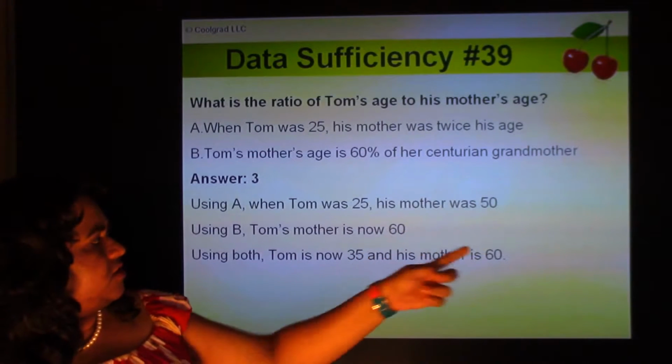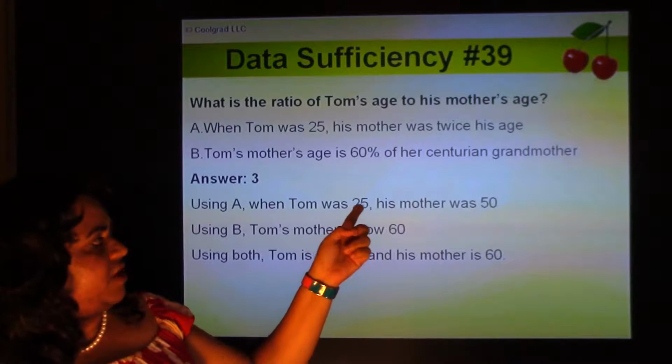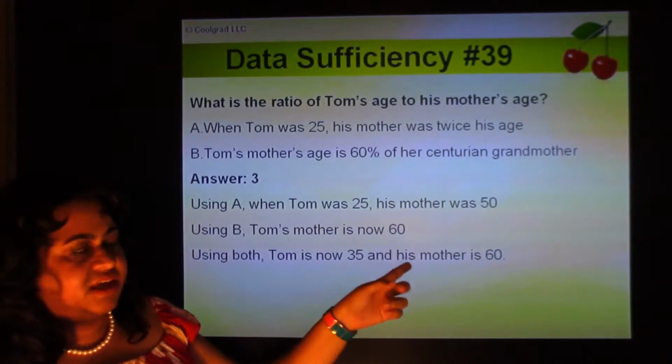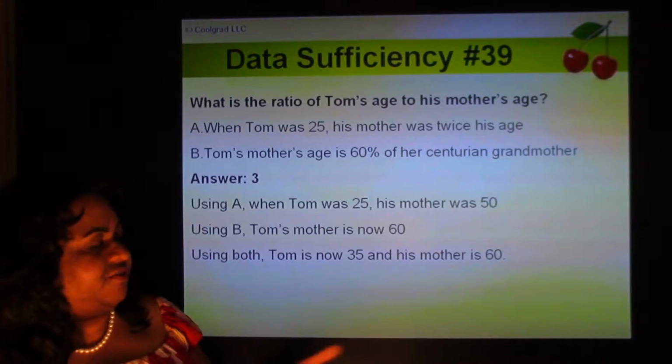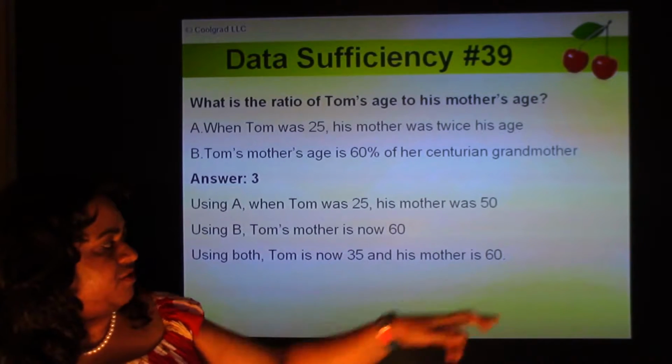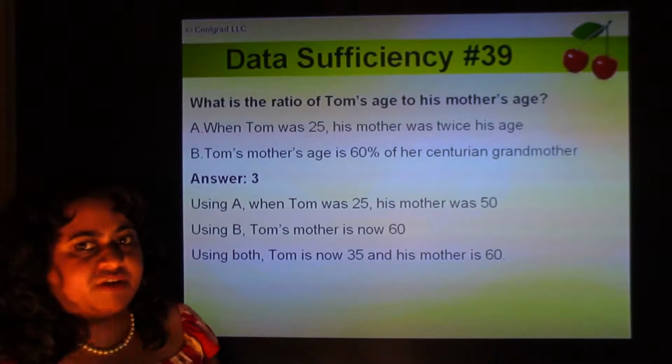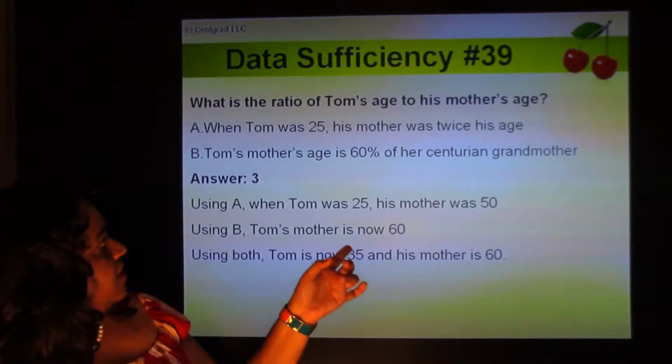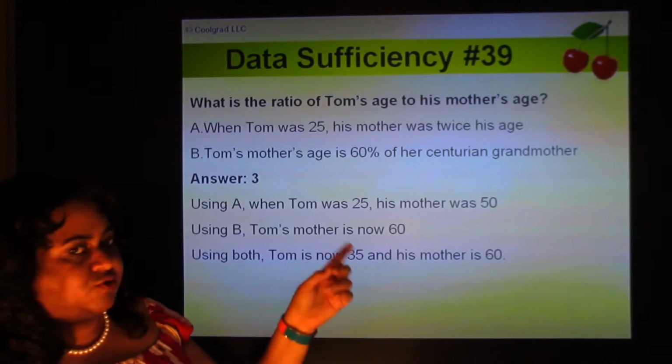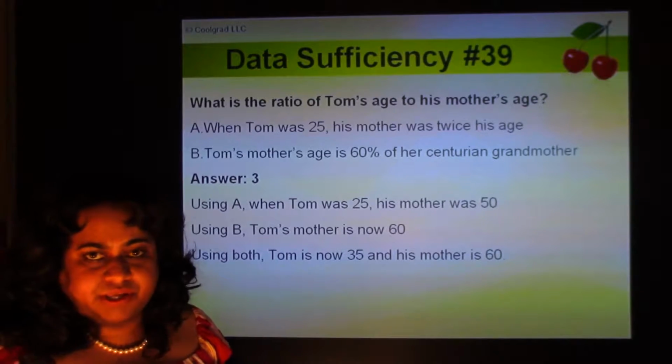60. So Tom is now clearly 25 plus 10, which is 35. So Tom is now 35, his mother is 60. So the ratio of their ages is 35 to 60. So we could solve it using both the statements together. So we pick option 3.